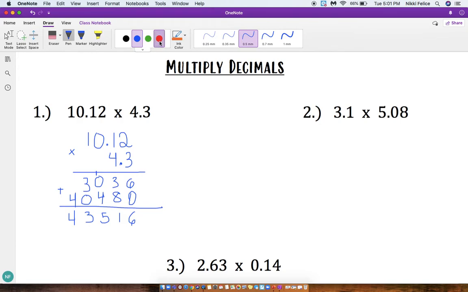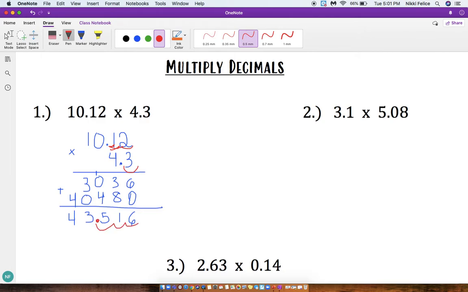Here's how we do it. We count how many digits in our original problem came after a decimal point. Well, in 10.12, there are 2 digits that come after a decimal point. And then in 4.3, there's another 1 digit that comes after a decimal point. That is 3 digits in total. So we are going to start here at the end and count over 1, 2, 3.